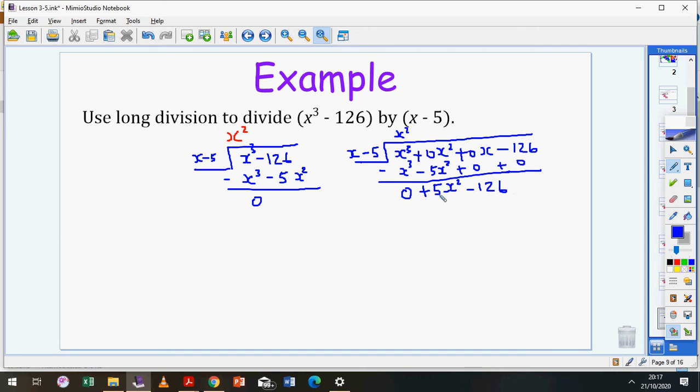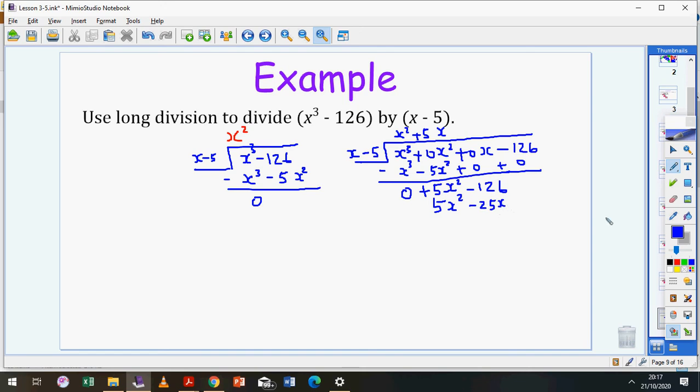So I'll just keep going from here, from this side. 5x squared divided by x is a positive 5x. 5x times x is 5x squared. And 5x times negative 5 is negative 25x.